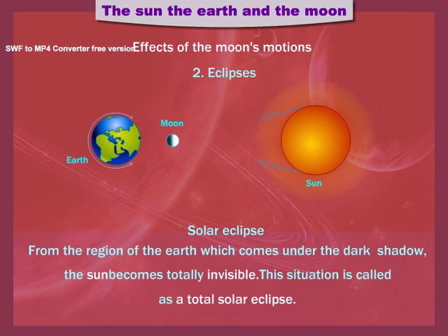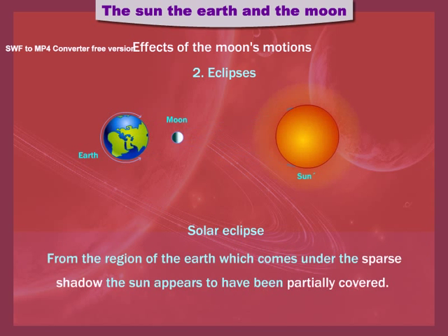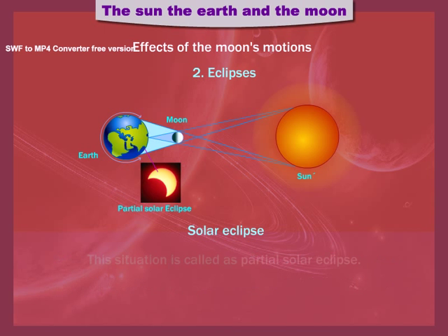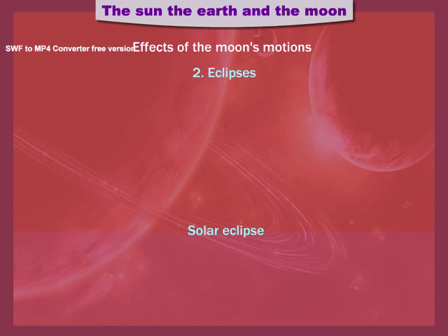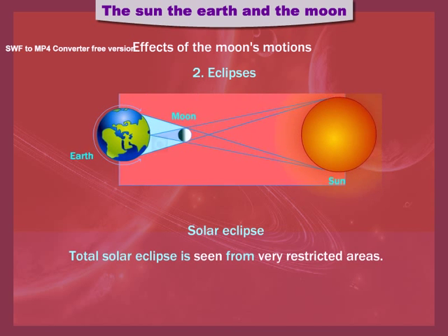From the region of the Earth which comes under the dark shadow, the Sun becomes totally invisible. This situation is called a total solar eclipse. From the region of the Earth which comes under the sparse shadow, the Sun appears to have been partially covered. This situation is called a partial solar eclipse.